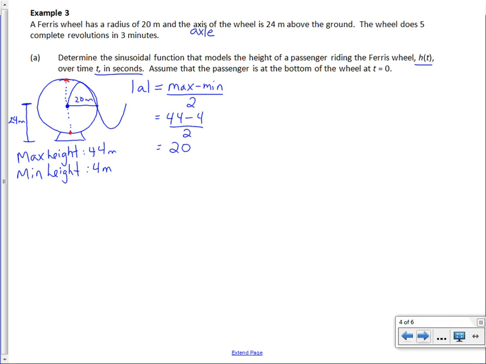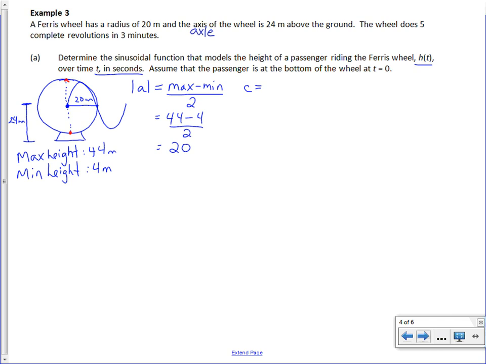So for a wheel question, if I tell you the radius, you don't have to show me max minus min over 2. You can just say absolute value of A is 20, radius of wheel. If you tell me the radius of the wheel, I know that you knew that it's a rule that the radius of the wheel is the same as the amplitude. Okay? So maybe you kind of see where we're going with this.